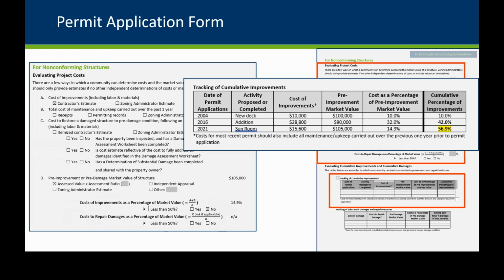And the idea behind that is that we just want to limit investment in the floodplain, because these are structures that have a tendency to get destroyed, and we just want to limit exposure. It's a good standard. It's just hard to track. Hopefully this makes it a little easier.